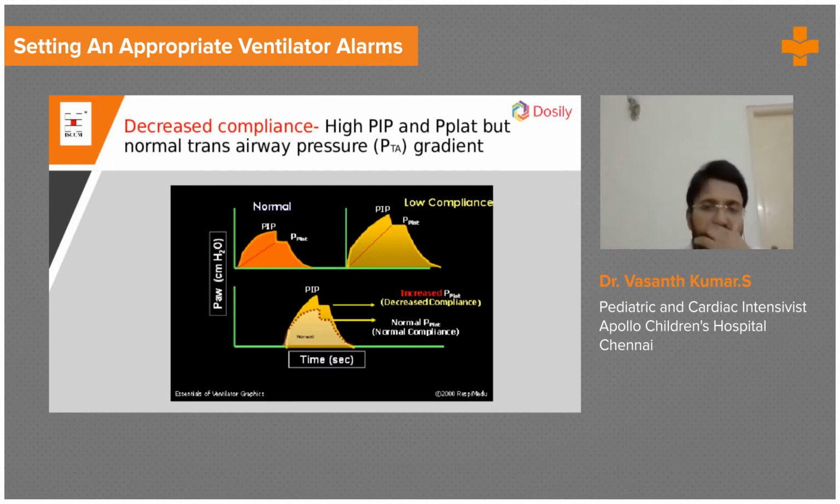So another situation, again this is a repetition. Your increased PIP is due to increased plateau pressure. So plateau pressure indicates your alveolar problem. That means it is a poor compliance which is contributing to the increased P plat. So it is probably due to some pneumonia, ARDS, which is the reason.